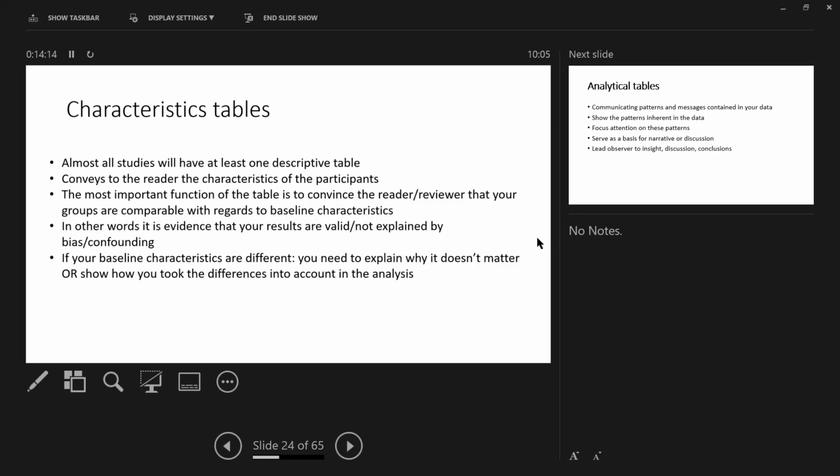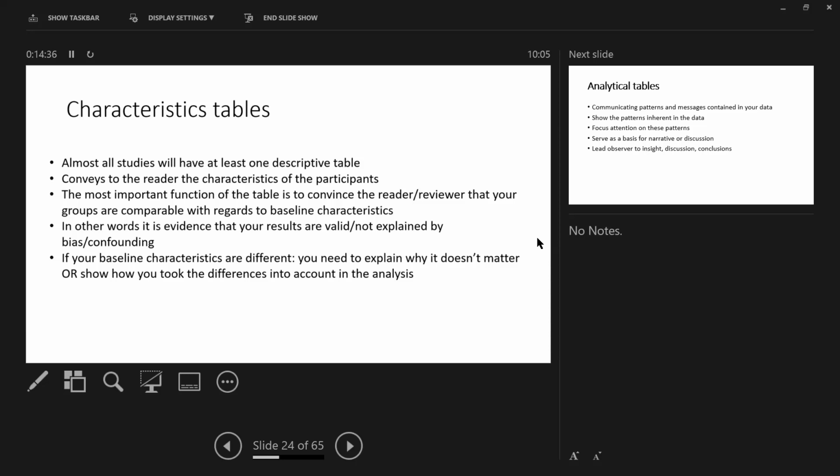It's not that interesting. If you ever read a clinical trial, it's not the first thing that you jump to. But the purpose of this table is to convince the reader or the reviewer that your groups are comparable with regards to the baseline characteristics. So it's a way to demonstrate the validity of your study and that your results are not explained by bias.